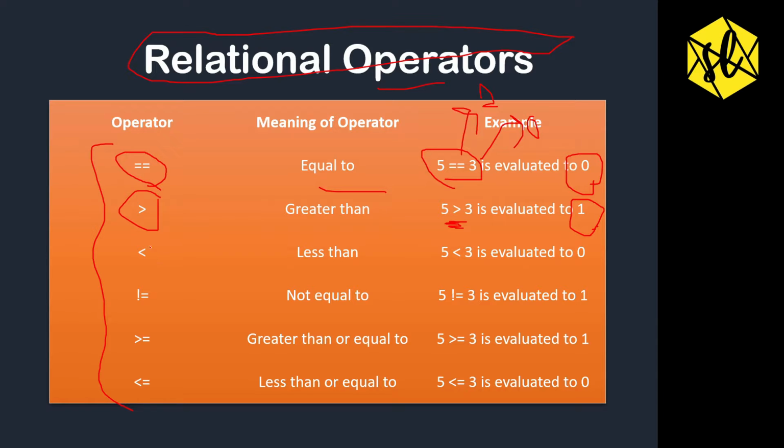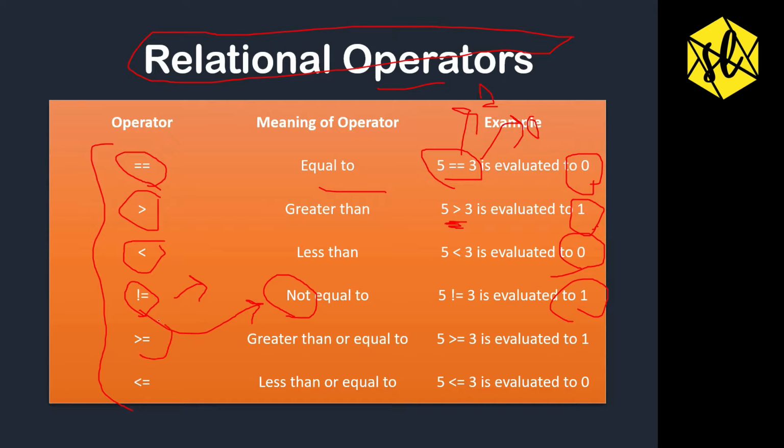Now you should be guessing the other examples. Then we have less than. Is 5 less than 3? No, so it will return 0. Now this one is a new one. This means not equals to. The exclamation mark represents the not here. So is 5 not equal to 3? Yes, it is true, so 1 is returned here.